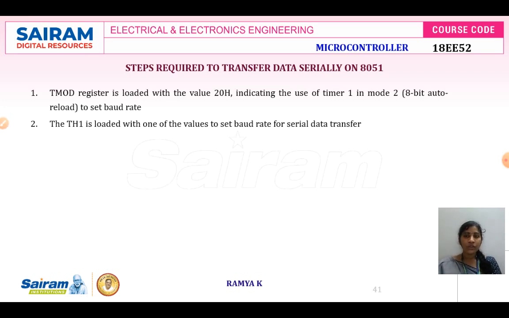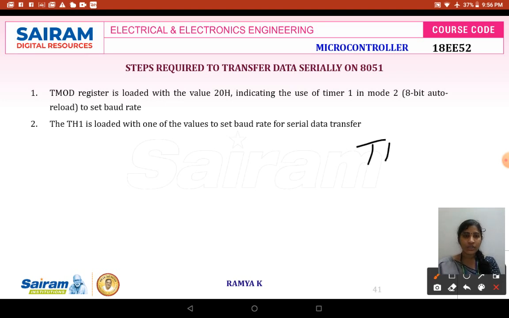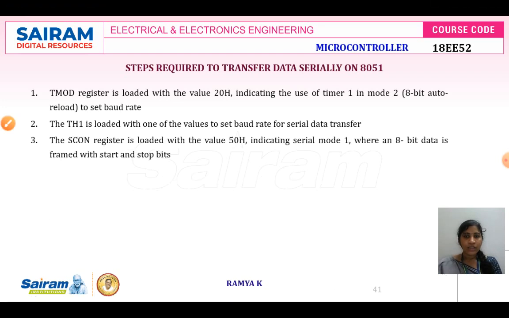Then, as you have used mode 2, you are supposed to use only the TH register. You have to load this TH register with the baud rate. Baud rate is nothing but the data transfer rate, how many bits of data are transferred per second. According to this, we need to do the calculation and the value will be loaded onto the TH register. The next step is to load your SCON register.